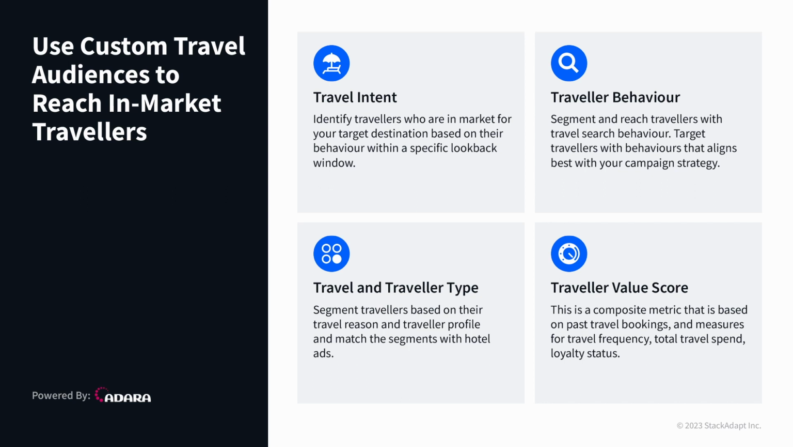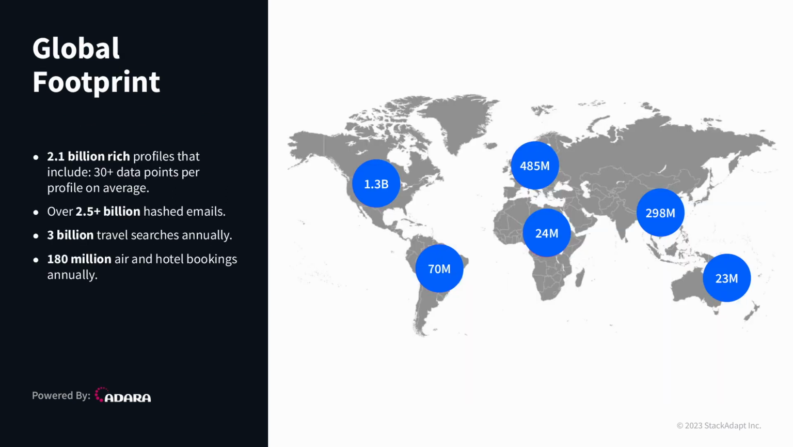Before I delve into those in too much detail, though, I just wanted to cover off the fact that Adara has a really good global footprint. So I know a lot of the people here will be based in and around Europe. So you'll be glad to see that of the 2.1 billion profiles that they have, over 485 million of those are based in Europe. However, the presence is really strong. No surprises that North America is really strongly represented, APAC then in third, and then rest of world having a strong presence too. Those profiles are made up of over 30 data points each on average, and also contain over 2.5 billion hashed emails to help sync up that data.